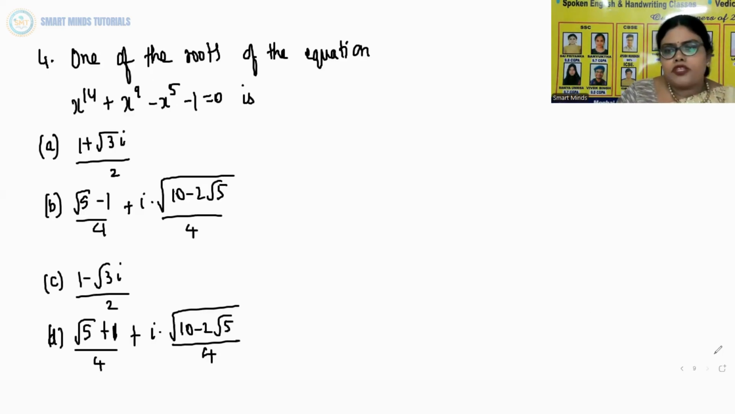Now take the next question. One of the roots of the equation is, four options are given to us. What is one of the roots of this equation? We need to find out. So let's see how we solve it.